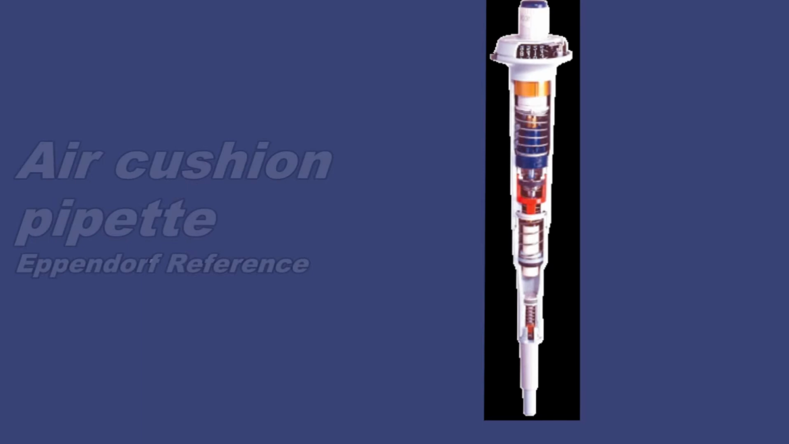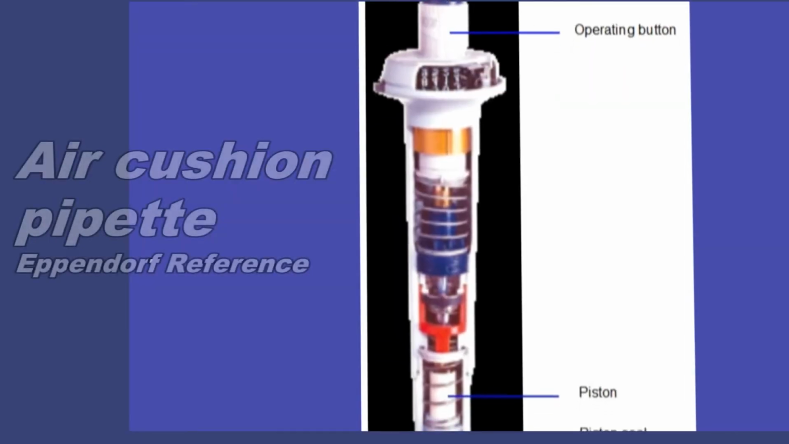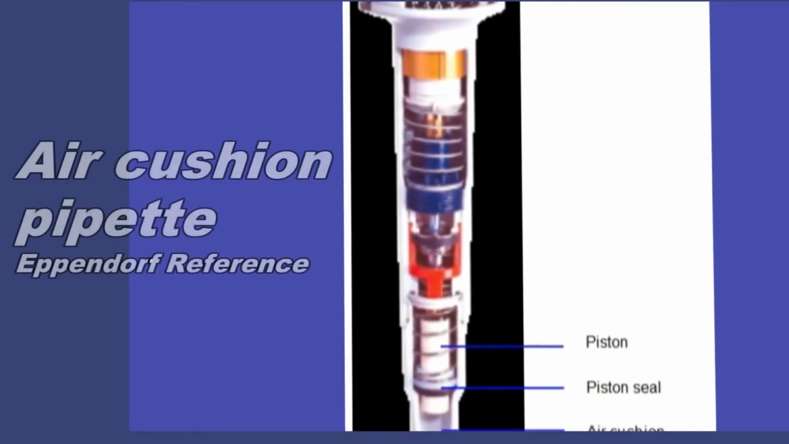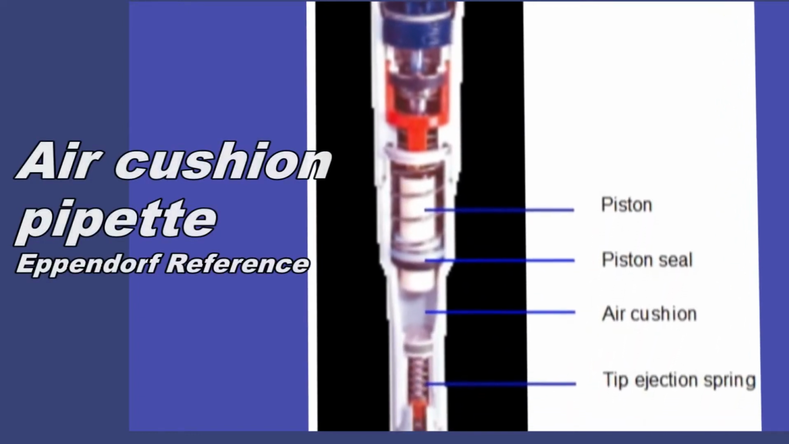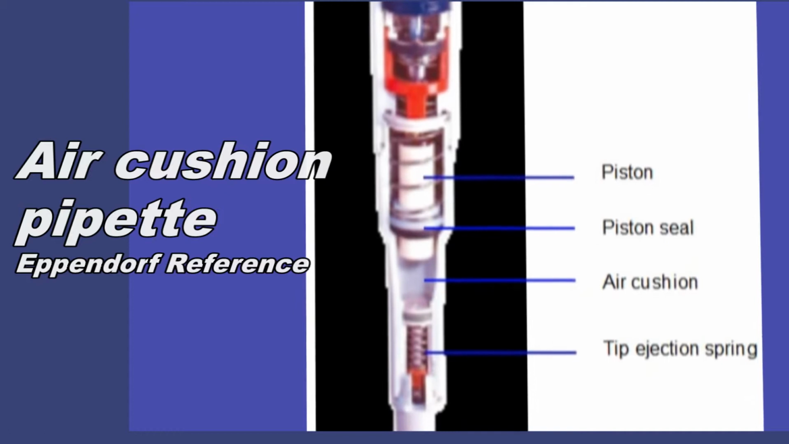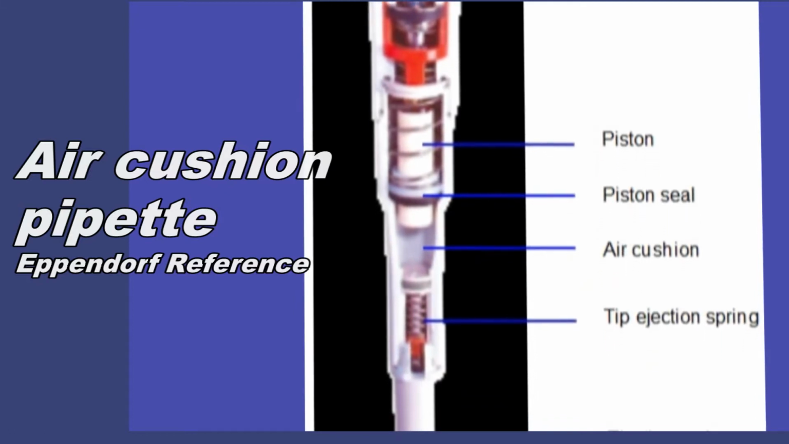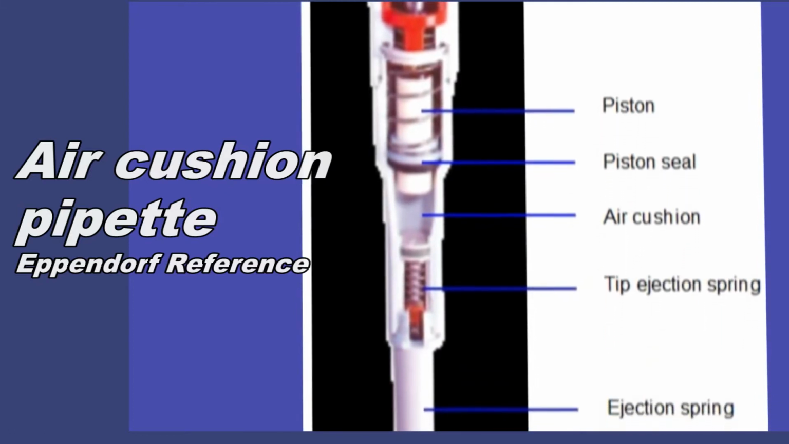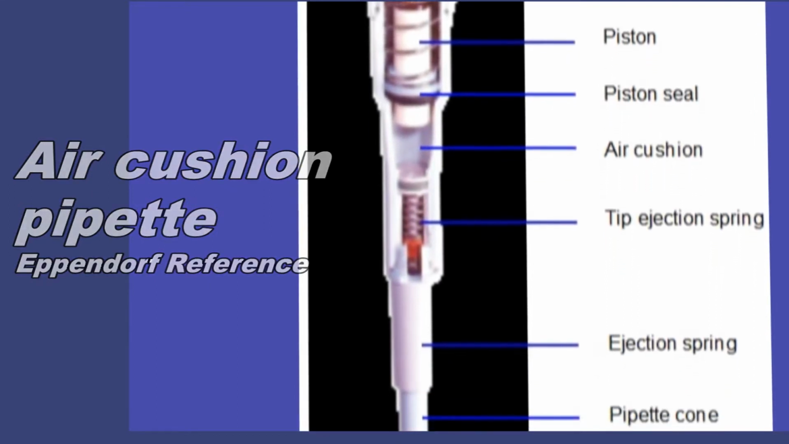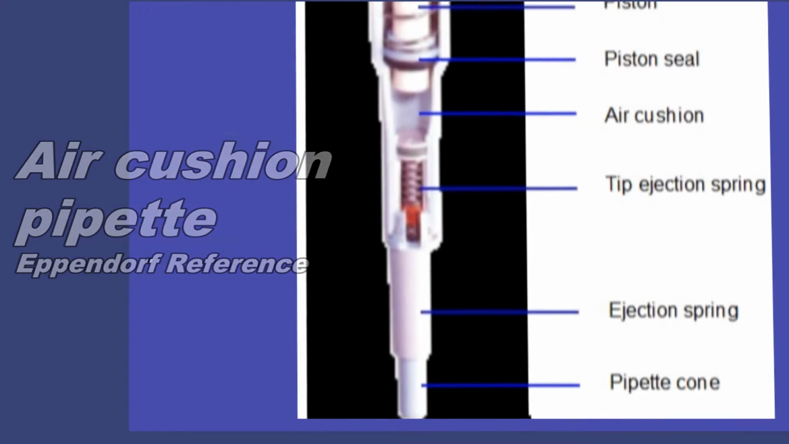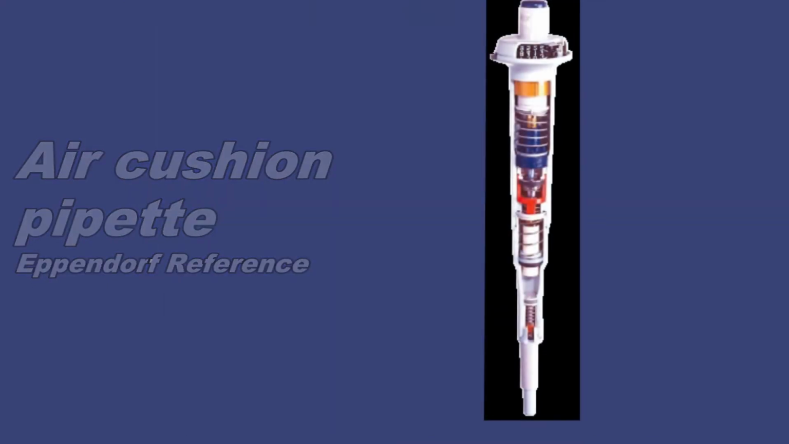Piston stroke or air cushion pipettes consist of a piston cylinder system which performs the actual measurement. When the piston moves upwards, the vacuum allows the aspiration of the sample that is separated from the piston by an air cushion. This type of pipette is strongly influenced by temperature, air pressure, and humidity.